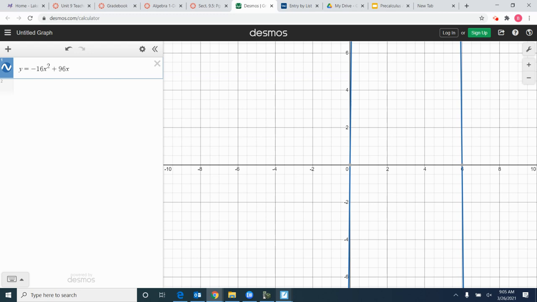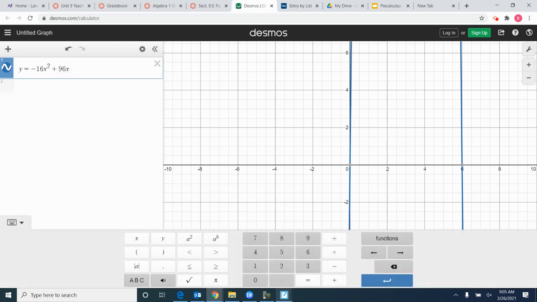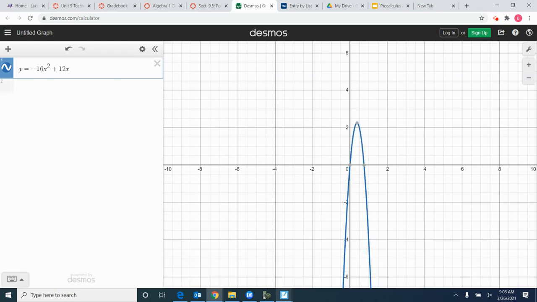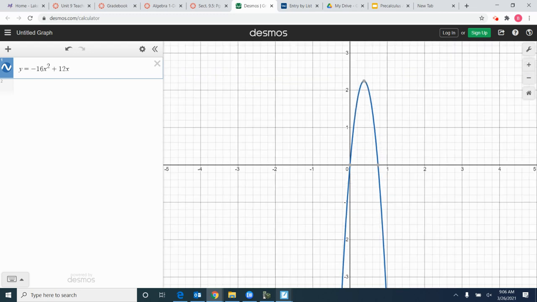Okay, so what do we get here? Is it negative 16x squared plus 12x? Is that right? All right, so I need to go back here. 12. And I think this is what you got. I am going to zoom in just a little bit. Now, mine's highlighted the maximum point. 2.25. Usually they'll highlight the key points. So don't just say 2 feet, because that would be incorrect. So it's going to be 2.25.